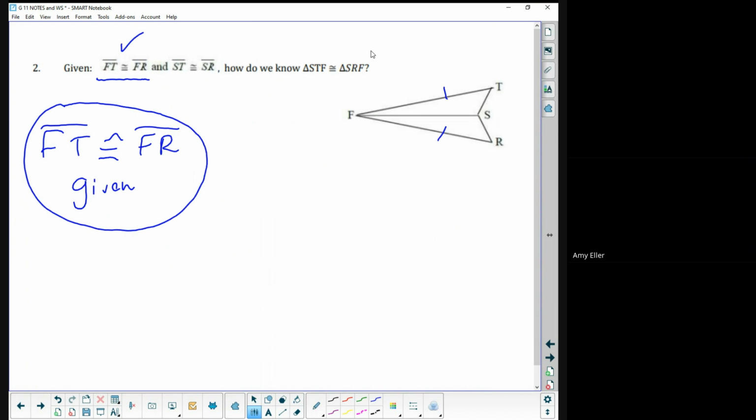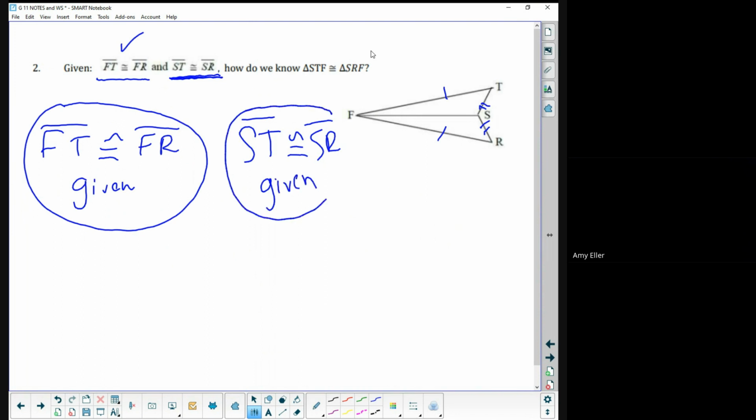Next, I'm going to give ST and SR matching symbols. You can put a smiley face on both of them if you want. I don't care. They need to have matching symbols, a symbol that's not been used for this problem. Okay, I'm going to put it in my statements. ST congruent to RS, given. Check.